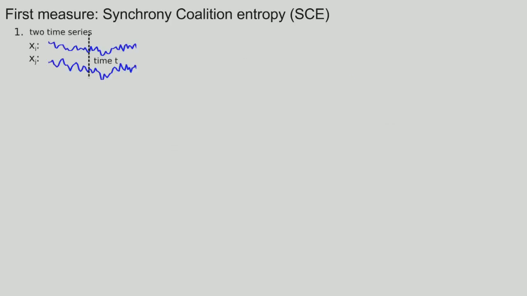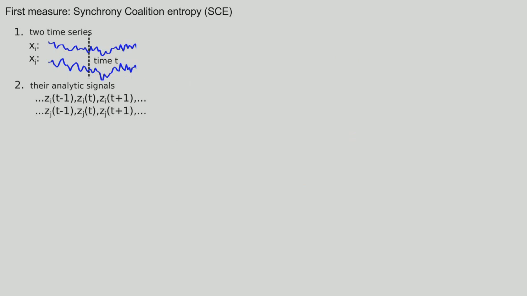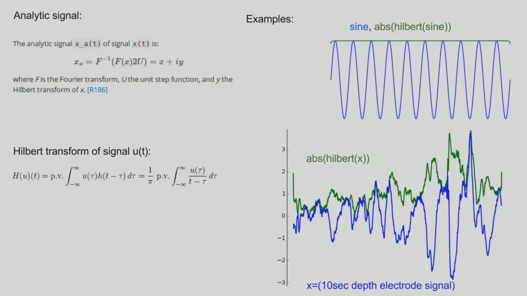I'll walk you quickly through what's going on. Synchrony coalition entropy works like this: we take two time series, and then we look at their analytic signals. Remember, the analytic signal is something like this. Just as a quick example, the green one is the absolute value of the analytic signal of the blue one. It's related to the Fourier transform, where F is the Fourier transform and u is a step function, so you get rid of all the negative components. What you get from the analytic signal of a signal x is the same signal x as its real part, and the Hilbert transform of x as the imaginary part.